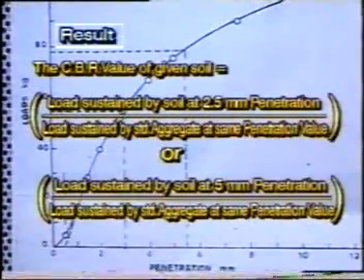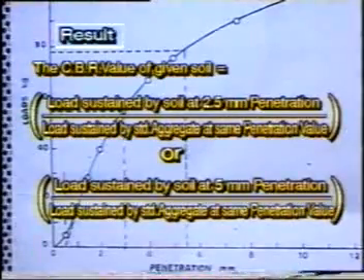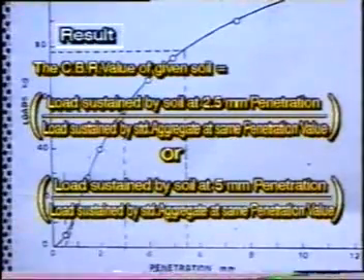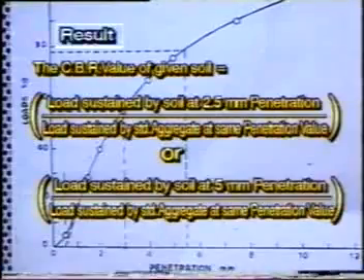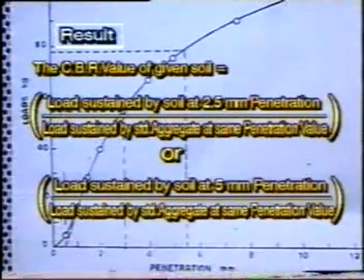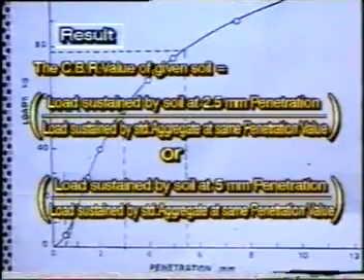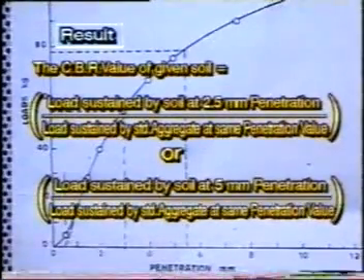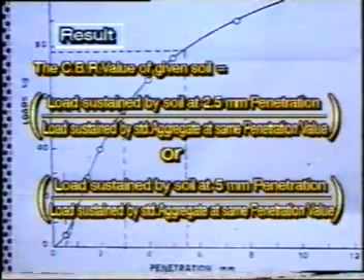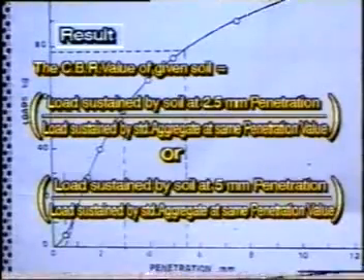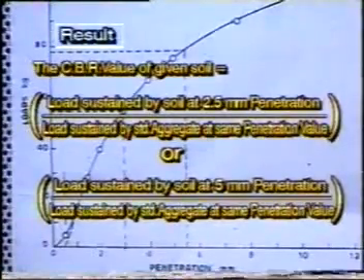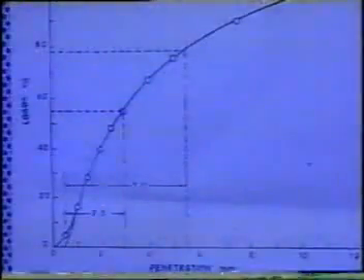If CBR value at 5 mm penetration is more than the CBR value at 2.5 mm, then the test is to be repeated for checking. If the test check again gives the similar results, then CBR value at 5 mm penetration may be taken as the CBR value. However, an average of 3 tests is recommended for best results.